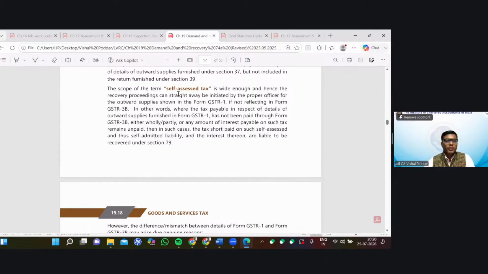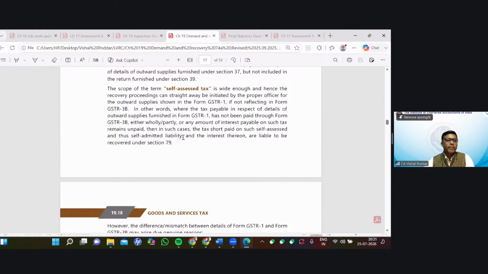So the scope of the term self-assessed tax is wide enough, and hence the recovery proceedings can start straight away by the officer for this particular amount which was reflected in GSTR 1 but was not paid in 3B. In other words, where the tax payable in respect of outward supplies furnished in GSTR 1 has not been paid through 3B, either wholly or partly, or any amount of interest payable on such amount remains unpaid, the tax short paid on such self-assessed and thus self-admitted liability.